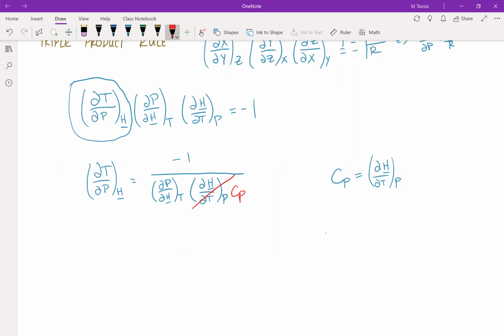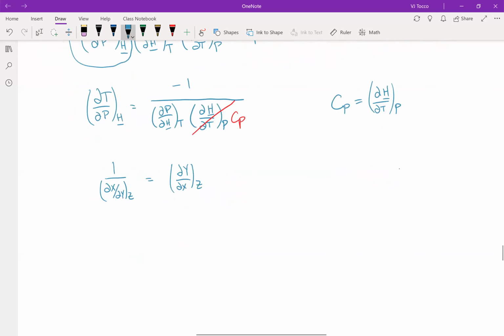It's time for another calculus identity. So I can say that 1 over dx dy at constant z is equal to, I don't know what this is called. Maybe it's the reciprocal rule or something like that. I can just flip it. So I can say that is equal to dy dx at constant z. All right, so I'm going to employ that now in applying it to this equation.